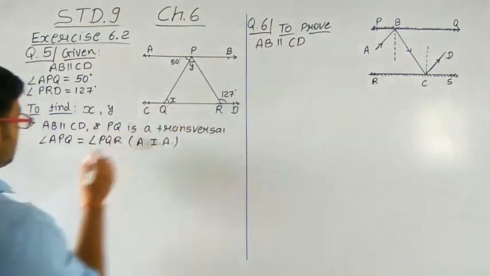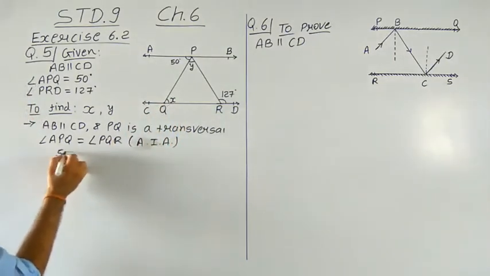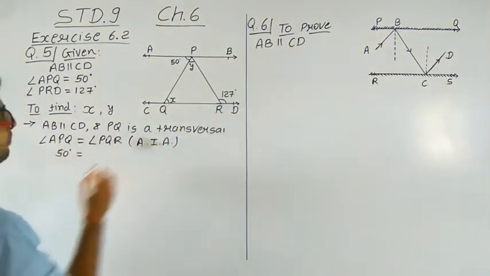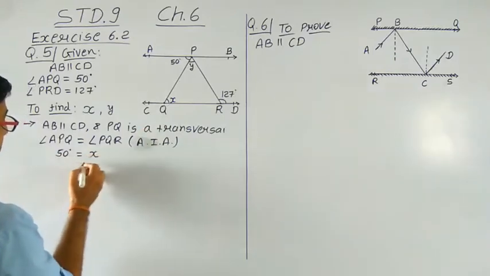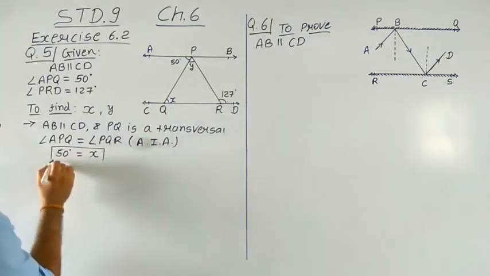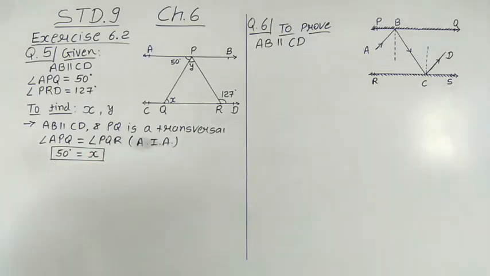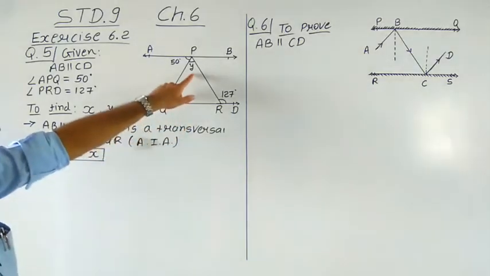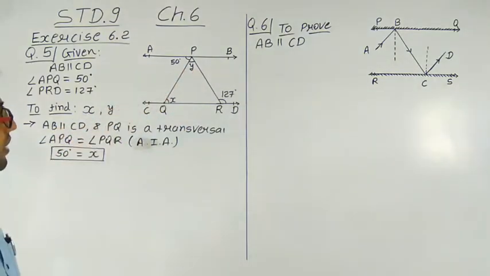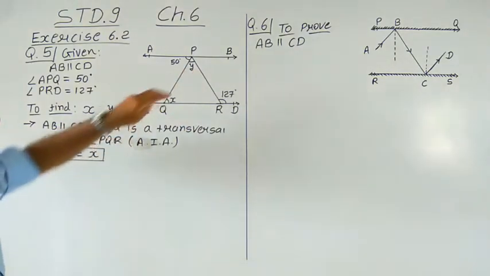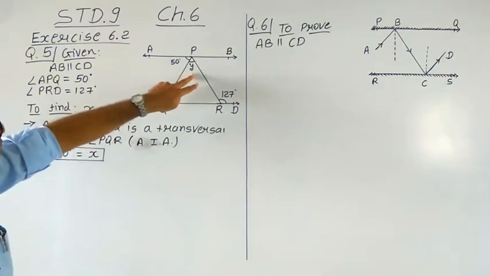So APQ is what? 50. And PQR is what? X. And therefore this is the value of x. We get the value of x, that is equals to 50. Now think about this y. How can we get the y? See how we can. There is two methods.